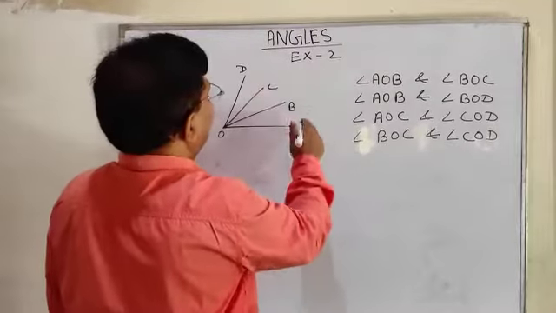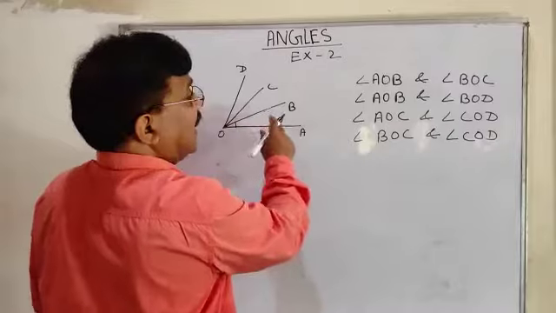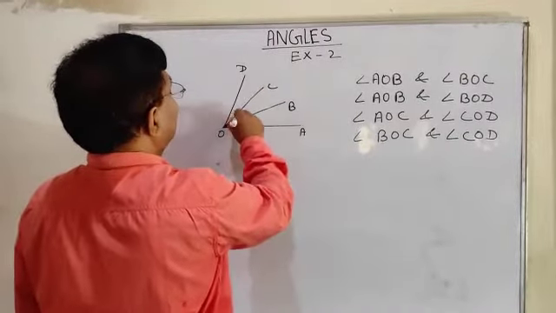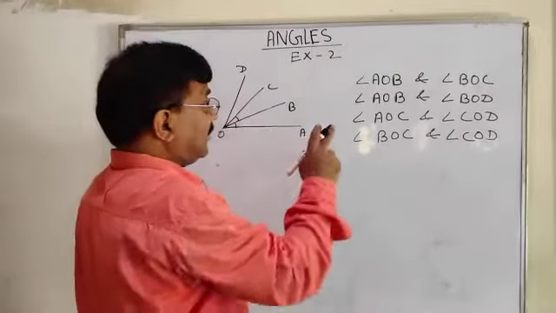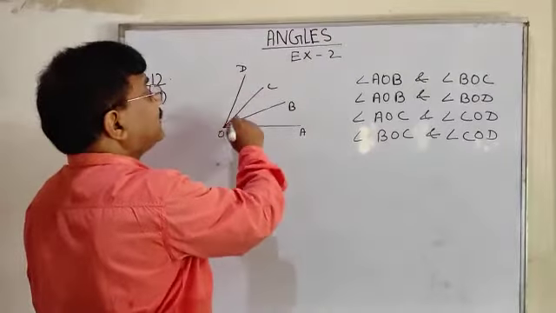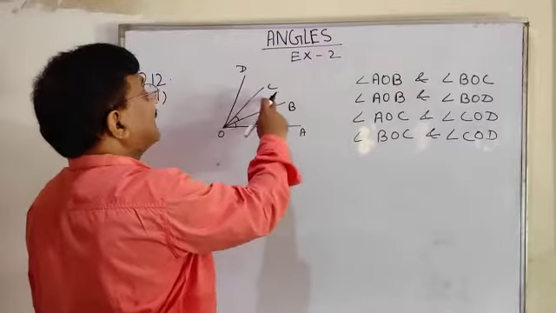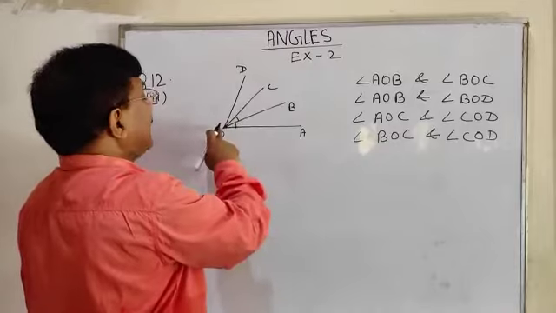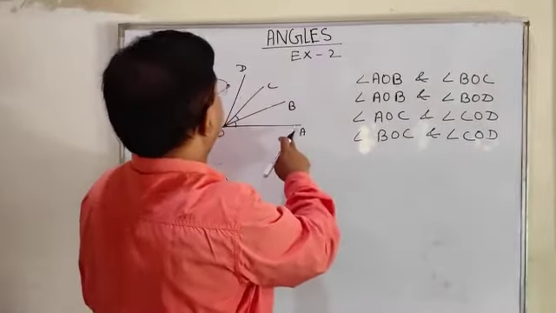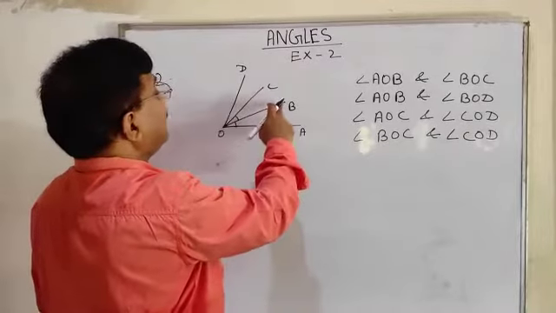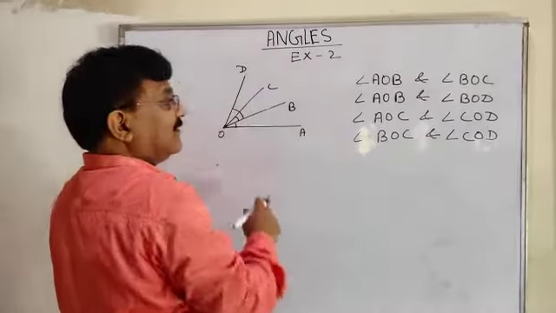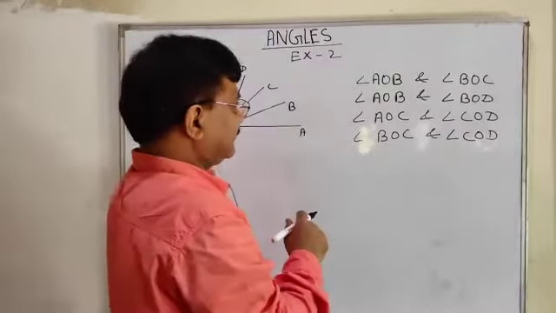See here angle AOB, this one, and angle BOC, this angle. This is one adjacent angle pair, angle AOB and BOC. Here OB is the common arm, and the two angles are BOC and AOB, and they have a common vertex O. Angle AOB and BOD, this one. Two angles, and they are adjacent angles.